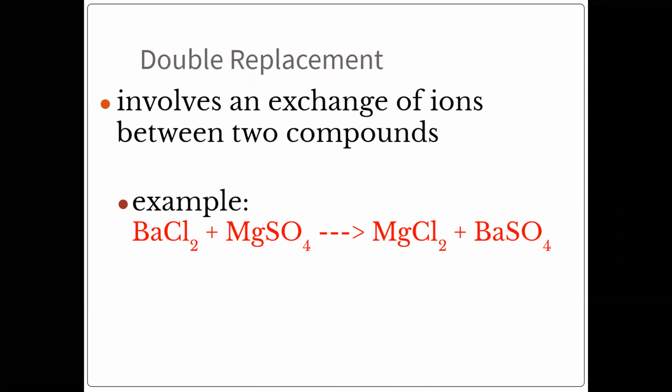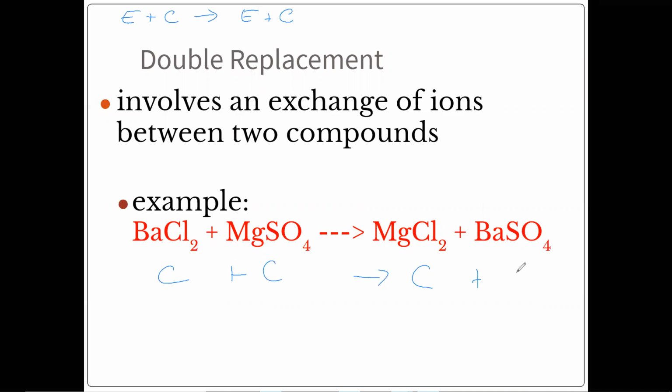Okay? Double replacement is the last one I'm going to talk about, and that is going to involve the exchange of ions between two different compounds. So whereas with single replacement, we were seeing element plus compound yielding element plus compound, in this case, you're seeing compound plus compound yielding compound plus compound. You guys see that? There's a bunch of compounds here. So let's take a deeper dive into what's actually going on. Let's take a look. We have barium chloride and magnesium sulfate reacting with one another. On the product side, we have magnesium chloride and barium sulfate.